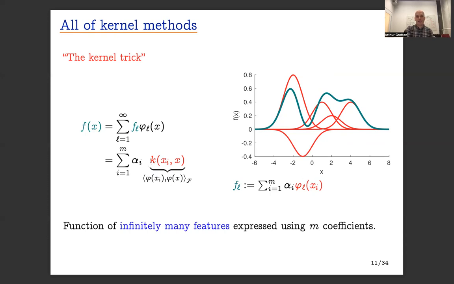So in this illustration, my kernel function, my dot product between features, is a Gaussian. And so I've got a sum of Gaussian bumps centered at xi, weighted by coefficients alpha i. Okay, so in the event that I can write my f as a sum, then my function can be written using only finitely many coefficients and finitely many xi's.